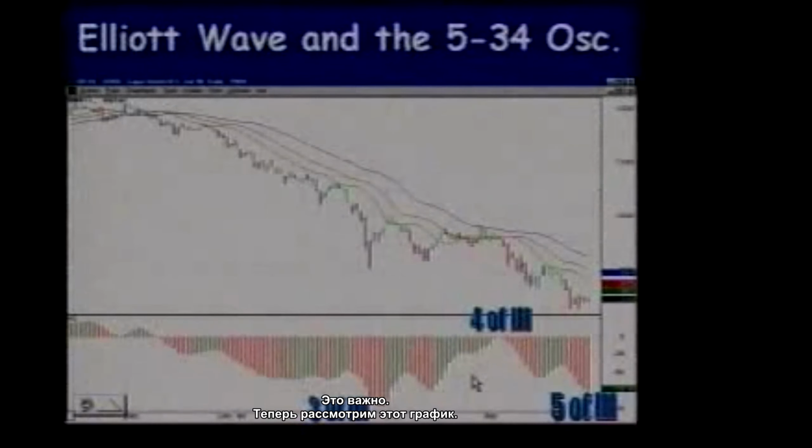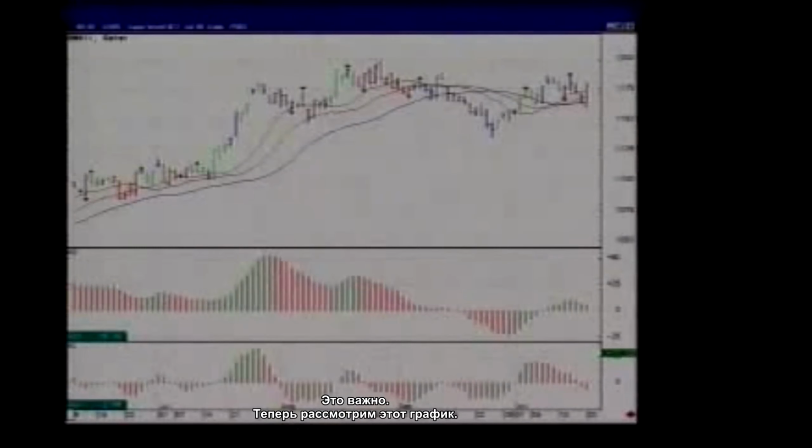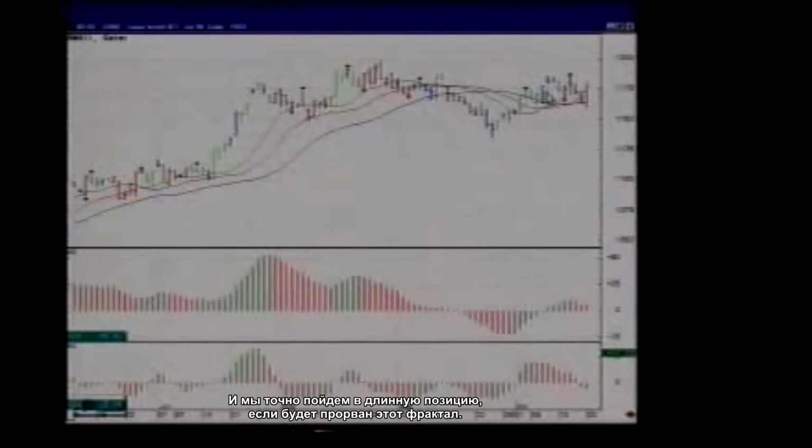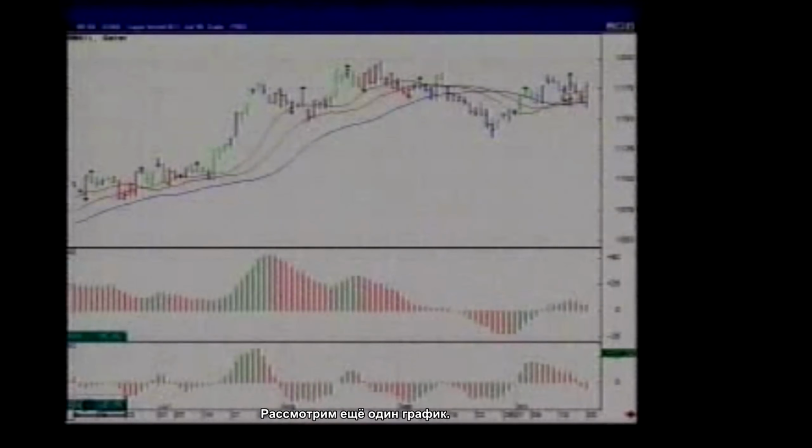So that's important, and we want to also look at this one. This one is the end of a wave 3 up here. My little pointer here is not moving too well. It's got a little spasticity in it. This is 3 of 3. That's 5 of 3. This could be A or ABC because it's already gone below 0. So we have to be very careful, but we do have a fractal outside the mouth, and definitely we would be long if it exceeds that. Let's look at one more chart here.